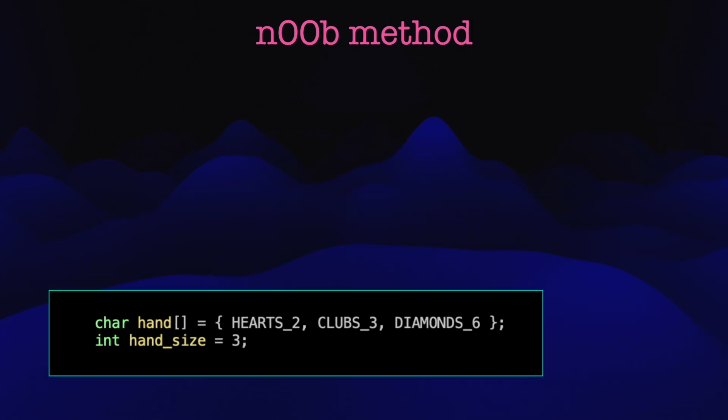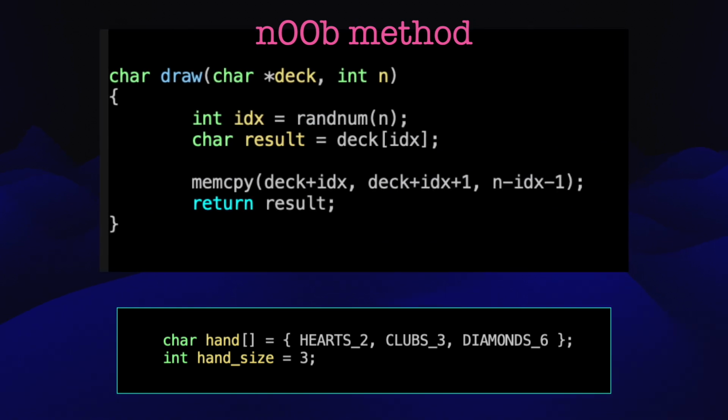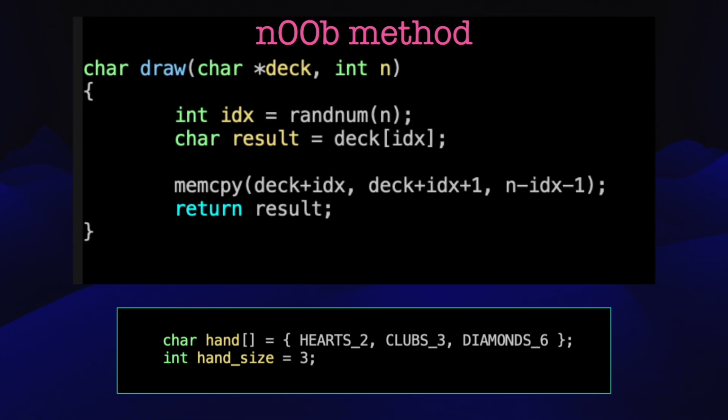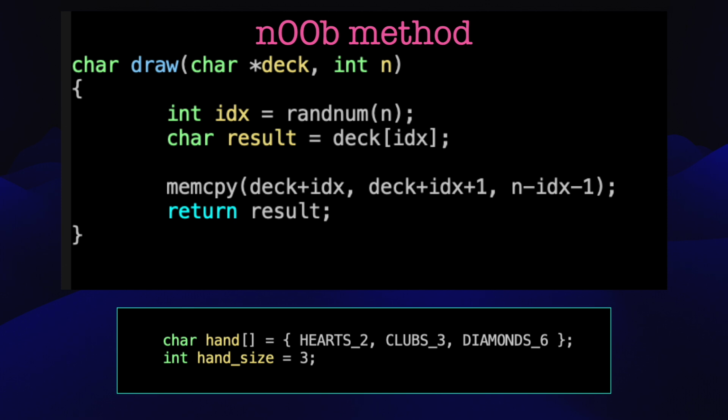Let's do that. Here's the code to draw a random card. First, I generate a random index between 0 and the size of the deck. I discussed how to do this in my previous video. I remember the card at that index in the array, and then I memcpy the cards to plug the gap. How fast do you think this code will be?